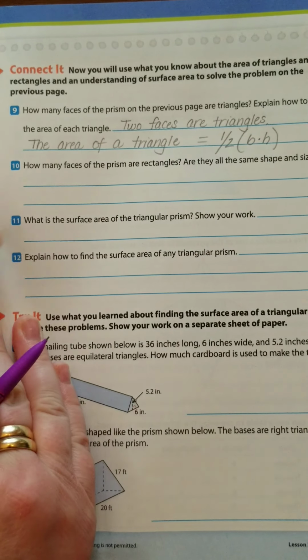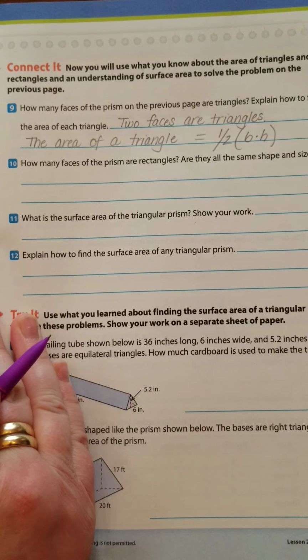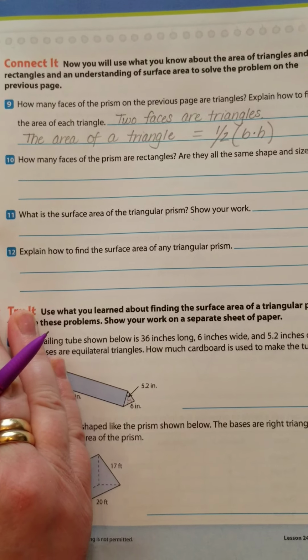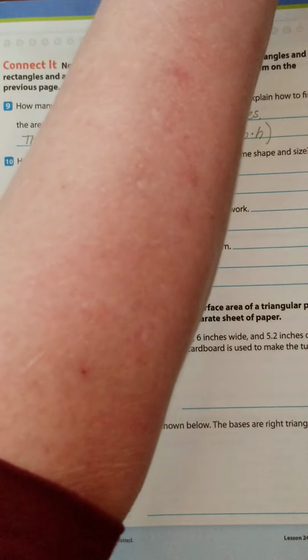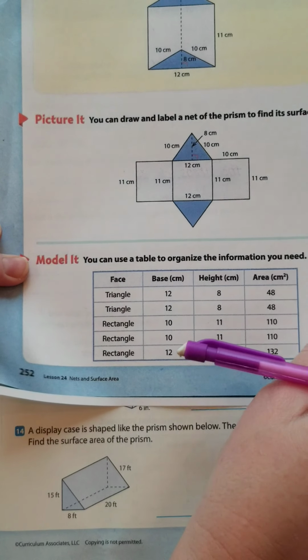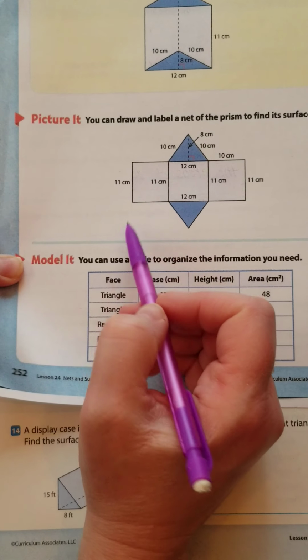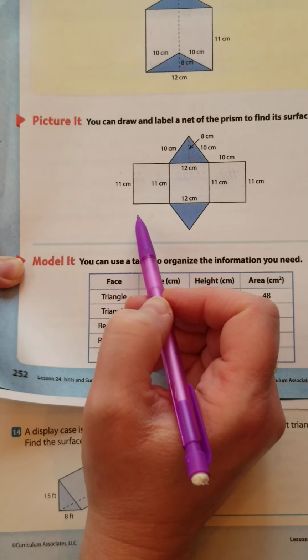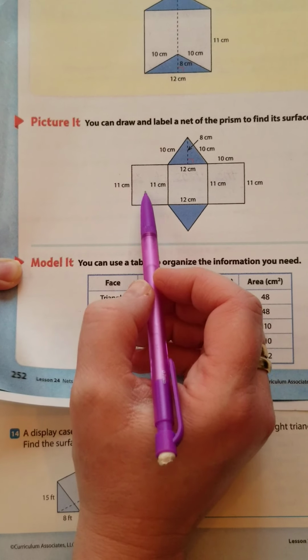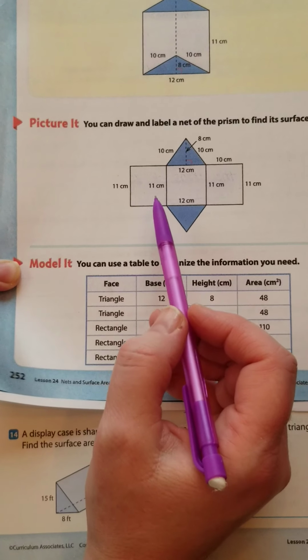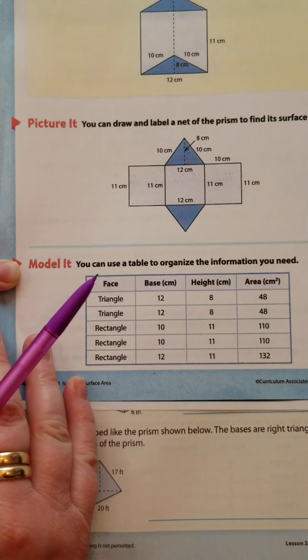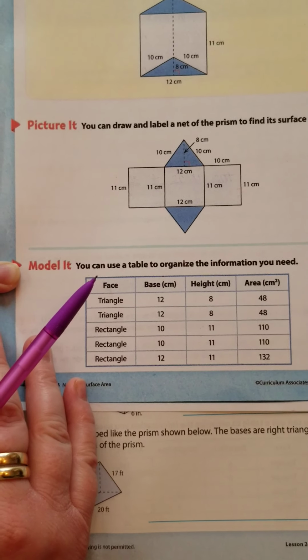All right, moving on to question number 10. How many faces of the prism are rectangles? Are they all the same shape and size? So let's go back and look at that net. How many rectangles do we have? Well, when I glance at it, I see 3. 1, 2, 3. They look kind of like squares, and we know squares are rectangles. So are they all the same size?